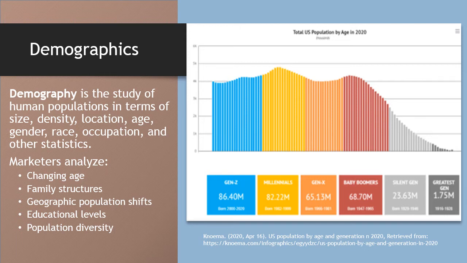A third factor is geographic shifts in population. The population shifts interest markets because people in different regions buy differently. For example, people in the Midwest buy more winter clothing than people in the Southeast.